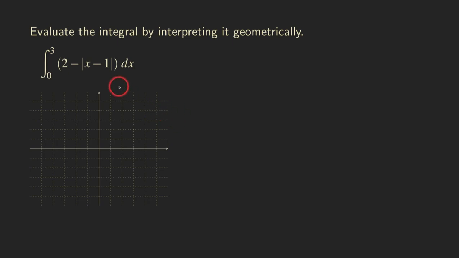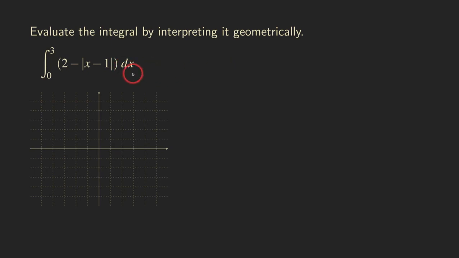Today let's look at this integral. This integral we have 2 minus absolute value x minus 1 and we are going to interpret this integral geometrically. That means we are not going to use the fundamental theorem of calculus and we are also not going to be finding the antiderivative. We are just going to figure out the region that's bounded by the limits and also the x-axis and also the function, right? And then what we're going to do is to find the area of that region, and then we can have the value of the integral.